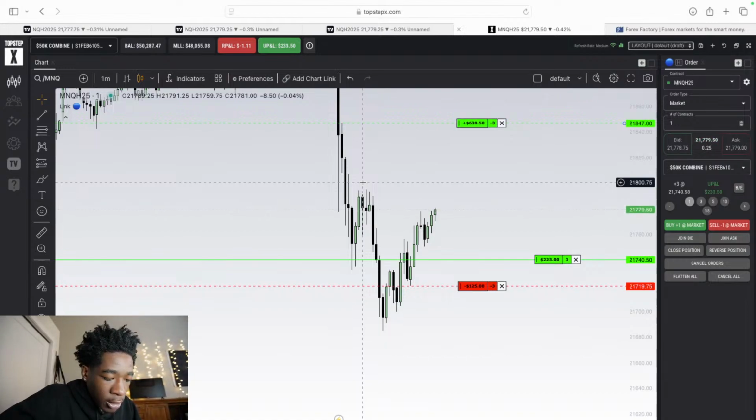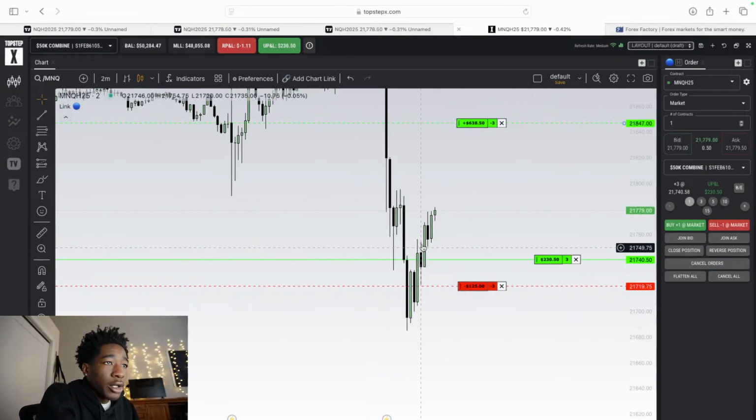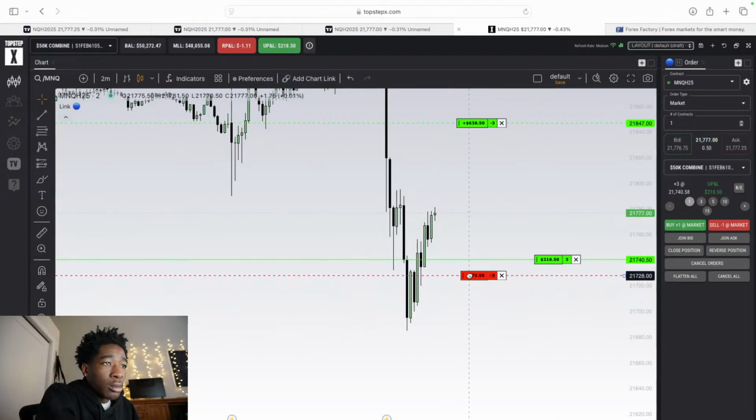Two-minute, price shouldn't break above this. Price shouldn't come below this candle here. So move stops just a little bit. Go like that.